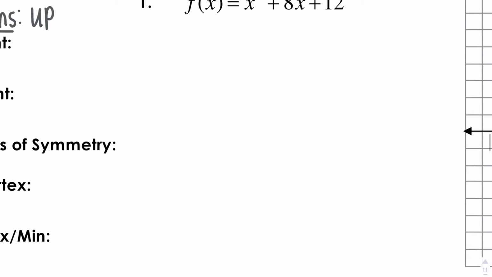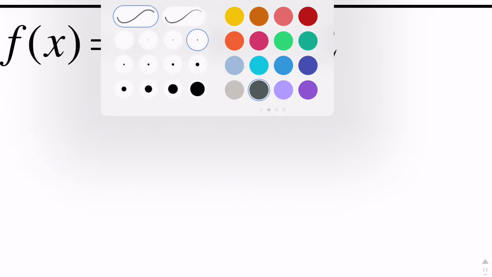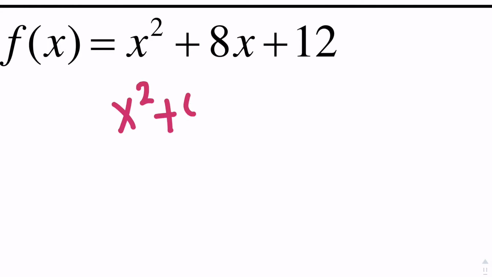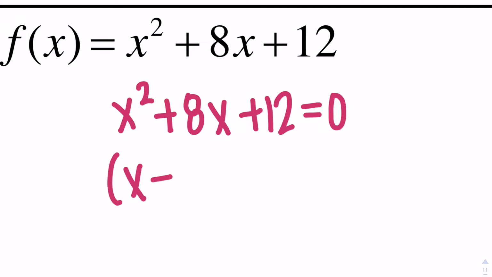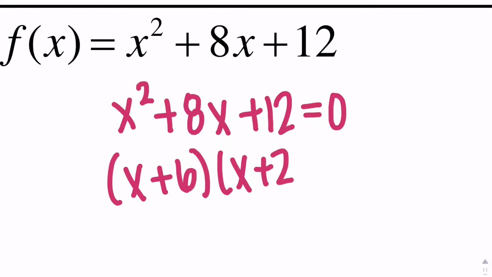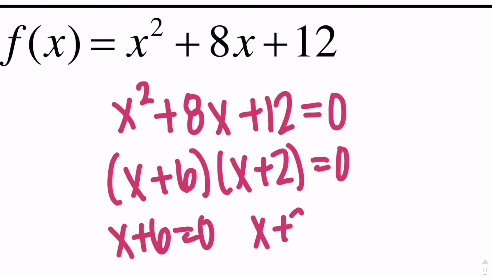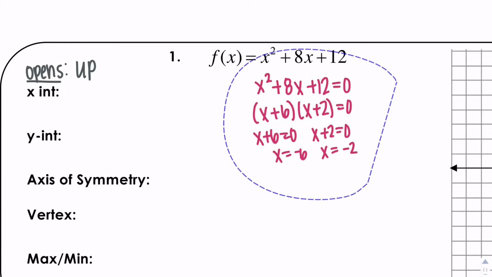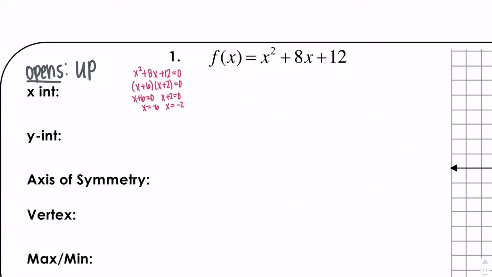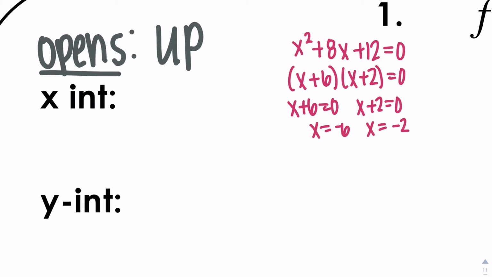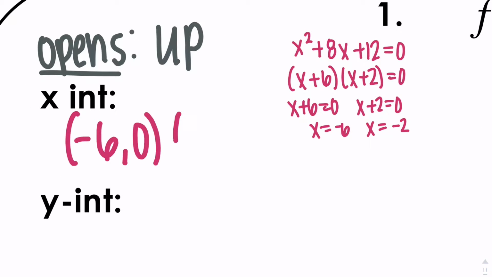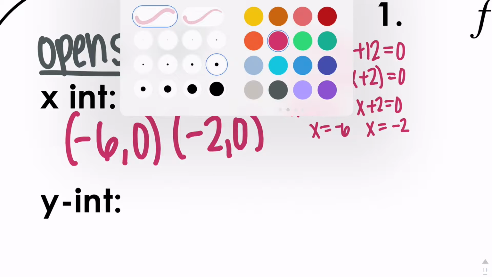Our x-intercepts we get from solving this equation when we set it equal to 0. So I'm going to set it equal to 0. I'm going to factor. And then I'm going to use the zero product property to set each of those factors equal to 0 and solve. So my two solutions are x equals -6 and x equals -2. So that means those are my two x-intercepts, and we write them as ordered pairs: (-6, 0) and (-2, 0). Alrighty.